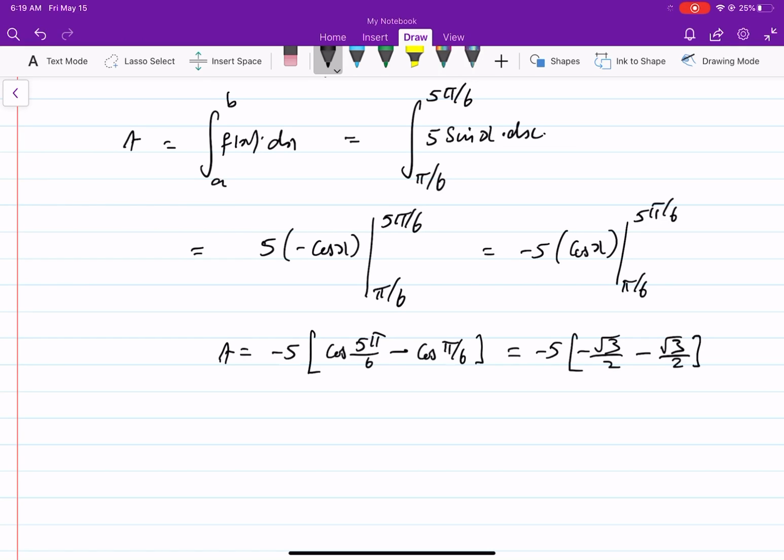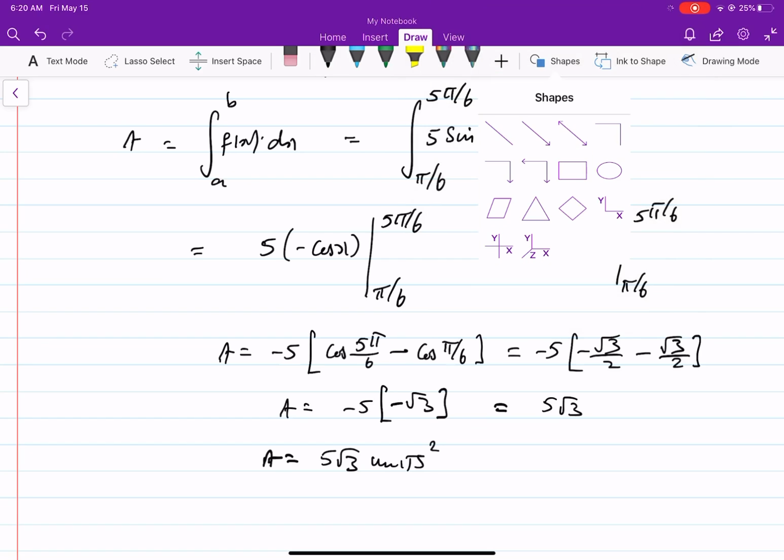So this area is equal to minus 5 into minus root 3 upon 2 minus another root 3 upon 2, which is just minus root 3. Minus a half root 3 minus another half root 3 is minus a whole root 3. And of course, minus and minus gives me a plus. So this ends up being 5 root 3, and therefore the area is 5 root 3 units squared.